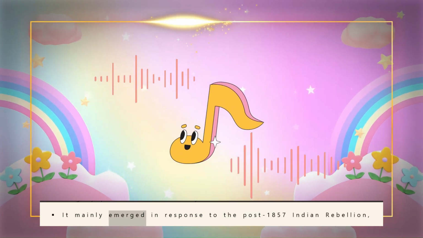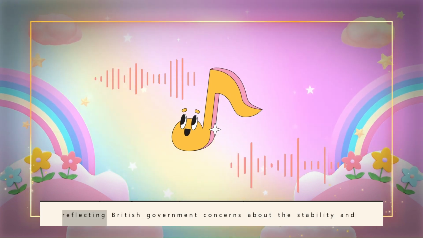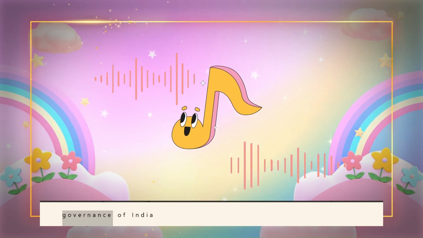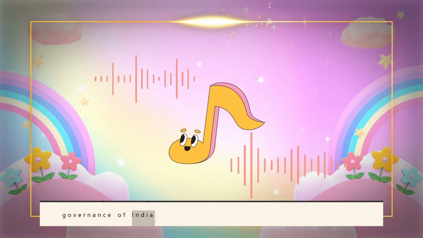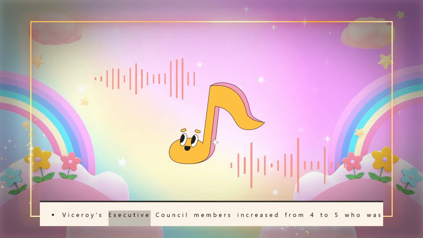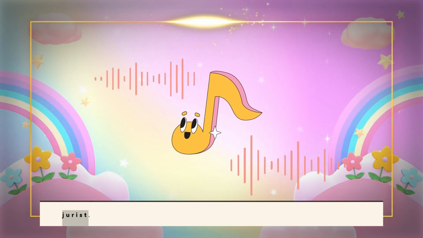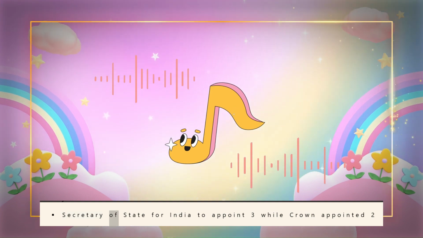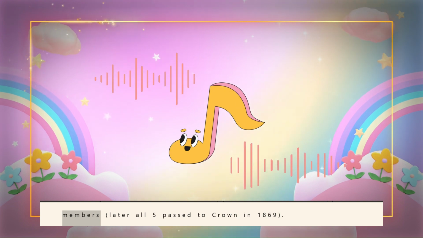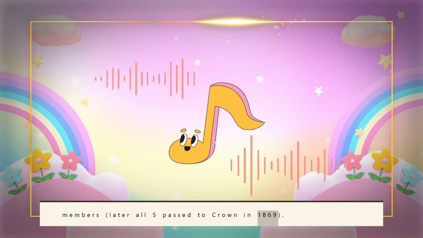It mainly emerged in response to the post-1857 Indian Rebellion, reflecting British government concerns about the stability and governance of India. Provisions or features of the Act. The Viceroy's Executive Council members increased from 4 to 5, the fifth being a jurist. The Secretary of State for India was to appoint 3 while the Crown appointed 2 members. Later all 5 passed to the Crown in 1869.